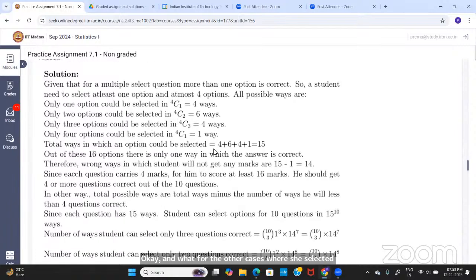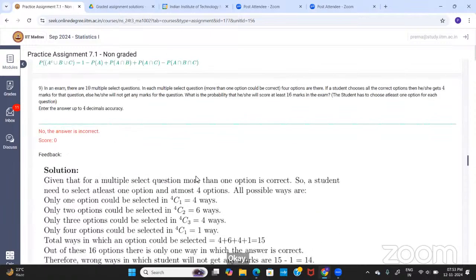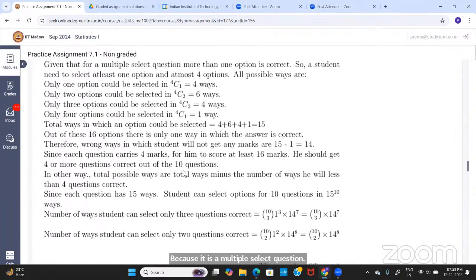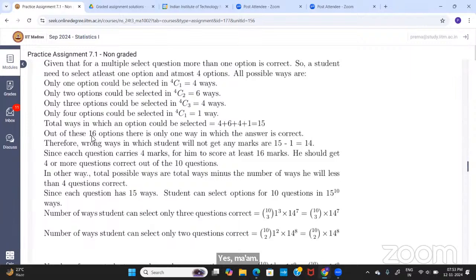Okay, and what about the other cases where she selects 2 questions and 3 questions? Same for both. 15 for one question. She has 15 ways to select the answer, because it is a multiple select question. The next thing we have to do, out of these, it will be 15, not 16. So out of the 15 options, there is only one way in which the answer will be correct, right? So the probability of selecting the correct answer will be 1 by 15.